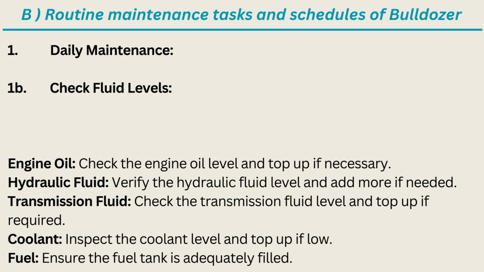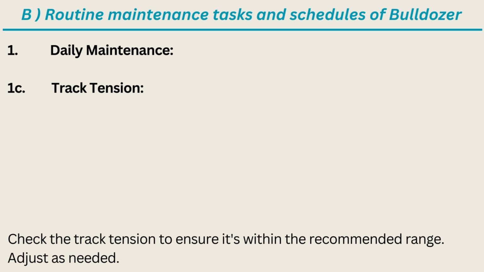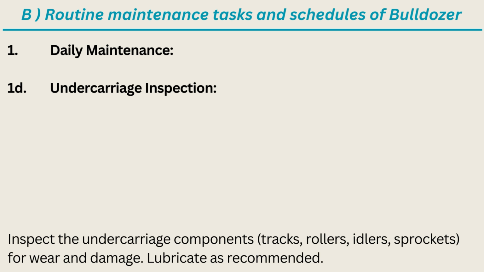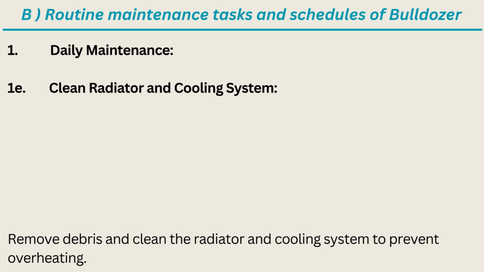Fuel: ensure the fuel tank is adequately filled. 1C. Track tension: check the track tension to ensure it's within the recommended range. Adjust as needed. 1D. Undercarriage inspection: inspect the undercarriage components, tracks, rollers, idlers, and sprockets for wear and damage. Lubricate as recommended. 1E. Clean radiator and cooling system: remove debris and clean the radiator and cooling system to prevent overheating.